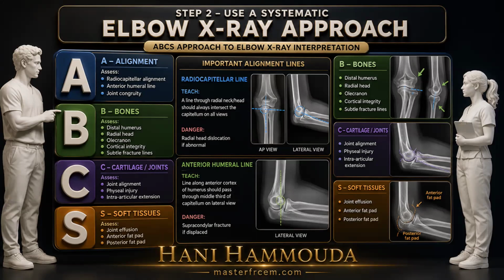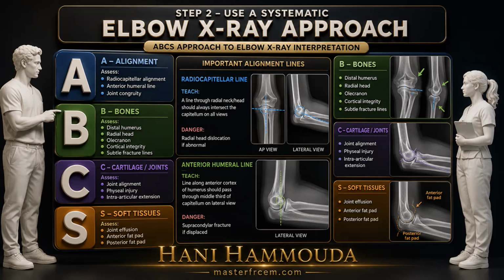Coming to alignment, we have to assess lines. The first is the anterior humeral line. From the anterior cortex of the humerus, the line should go down through the middle third of the capitulum. It should intersect the middle third of the capitulum. So it is a normal alignment.